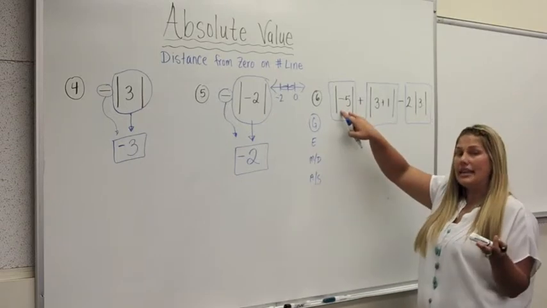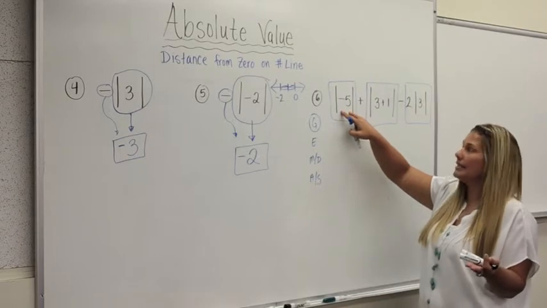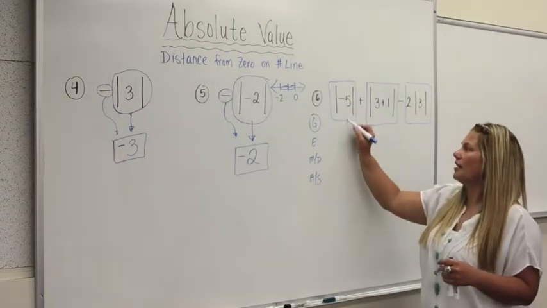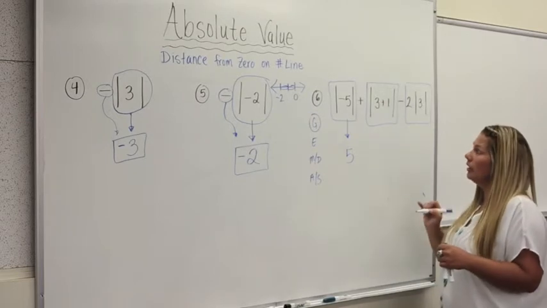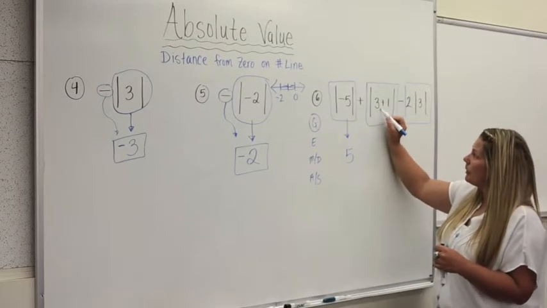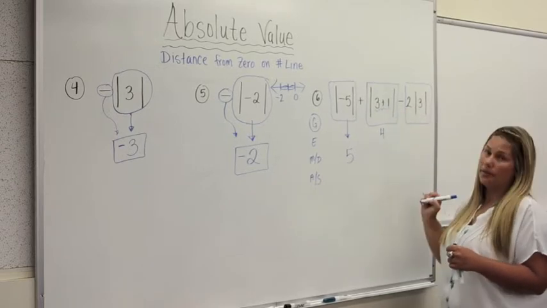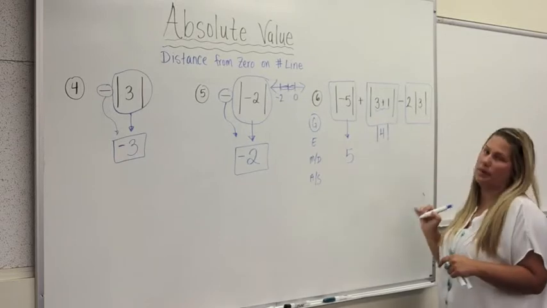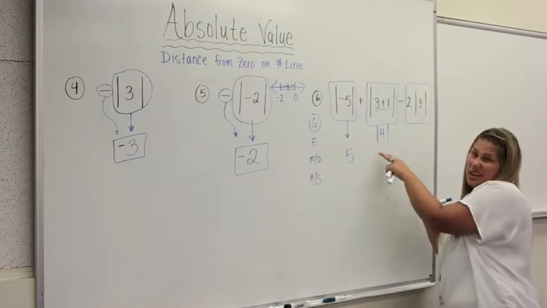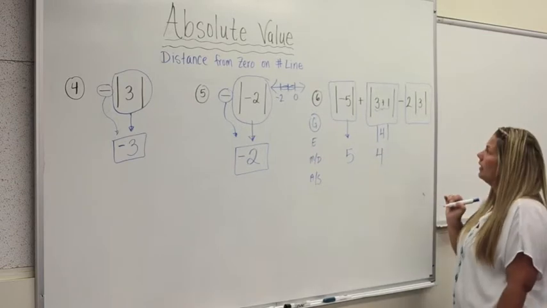Right here, we just have to take the absolute value of -5. Remember, we did that in the second example. From 0 to -5, it's just 5 spaces from 0. Inside this grouping bar, 3 plus 1 is 4. But it's inside that absolute value bar. And then the absolute value of 4 is still just 4.